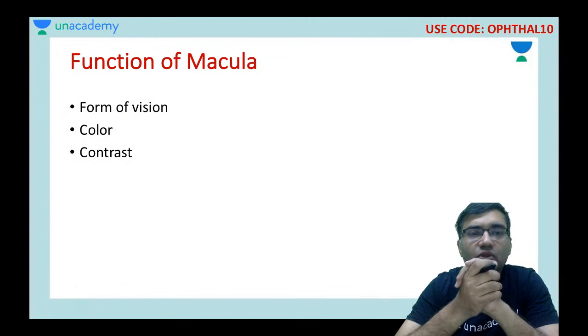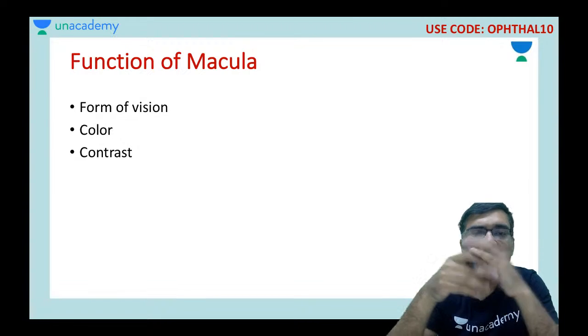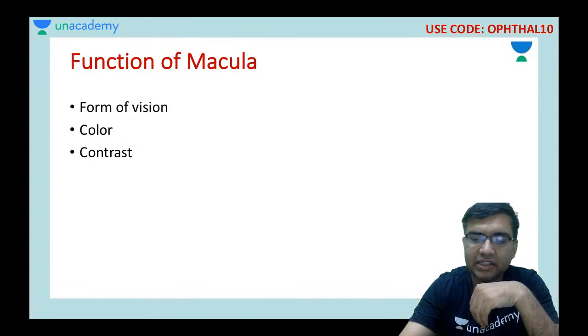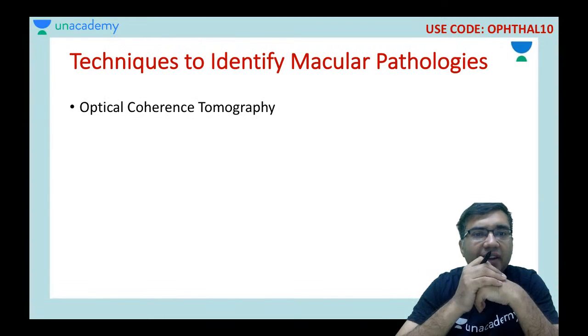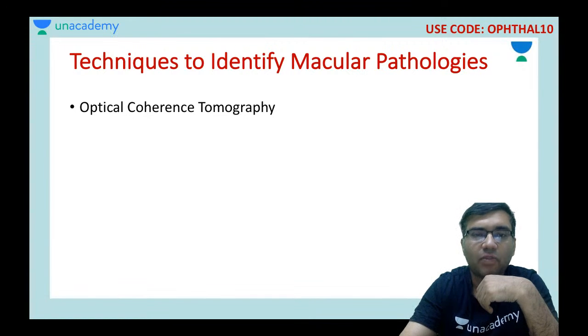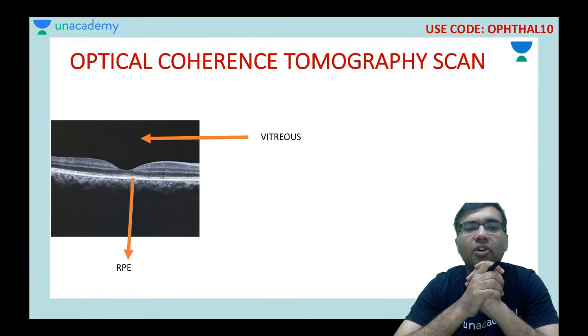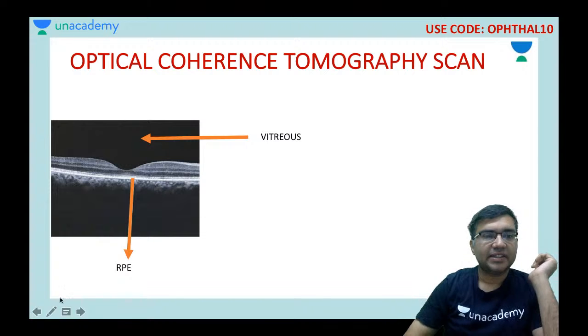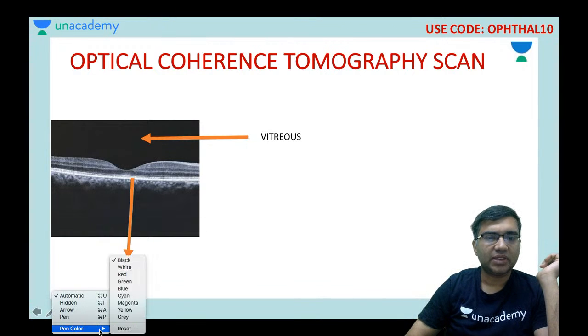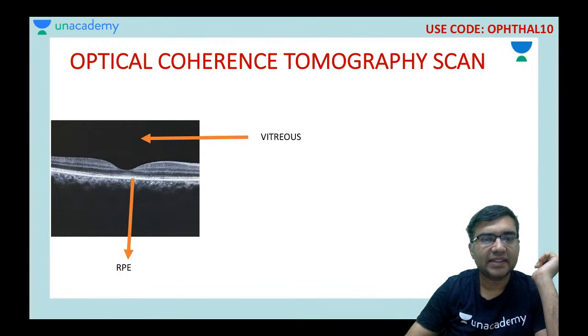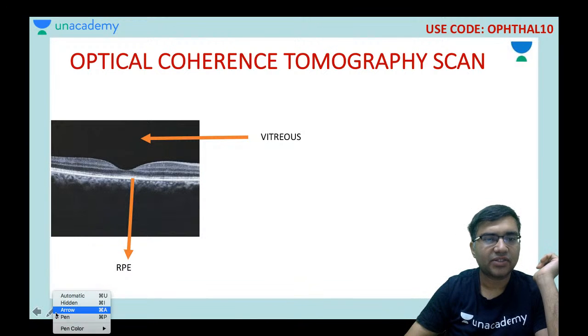Okay, so I told you the functions of the macula. It gives the best of the vision, color and contrast sensitivity. And the most important technique to identify macular pathology is optical coherence tomography. So if you can see, this is a picture of optical coherence tomography. यहाँ पर अगर आप देख सकते हैं, so these are the 9 layers of the retina.